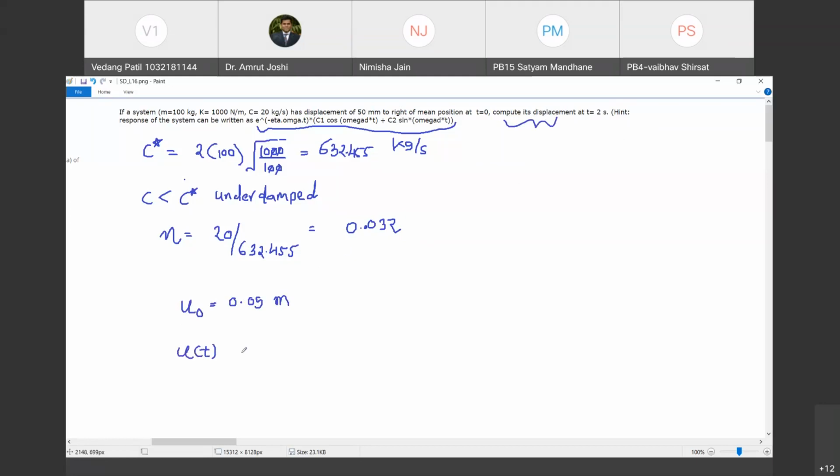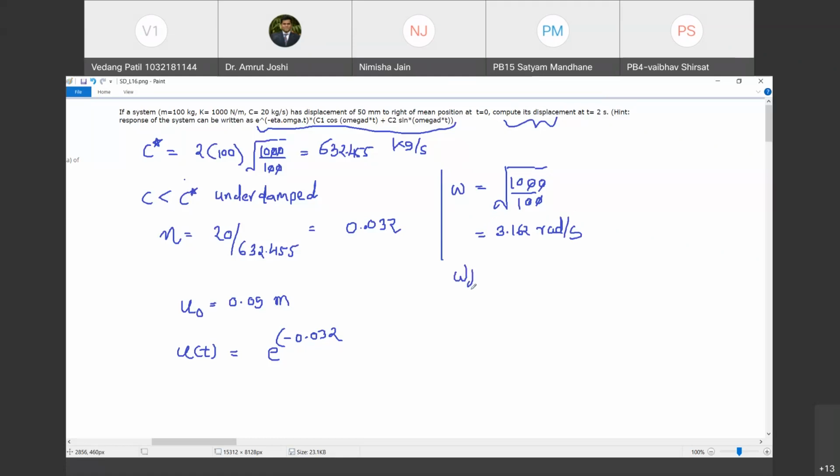U of t is given as, I have already given that, e raised to minus eta, that is 0.032. What is the omega of this system? Omega of this system is root k by m, that is root 100 by 1000. Sorry, root 1000 by 100. So it is root 10. How much is root 10? 3.162 radians per second. I calculated this on the side. Are you with me?